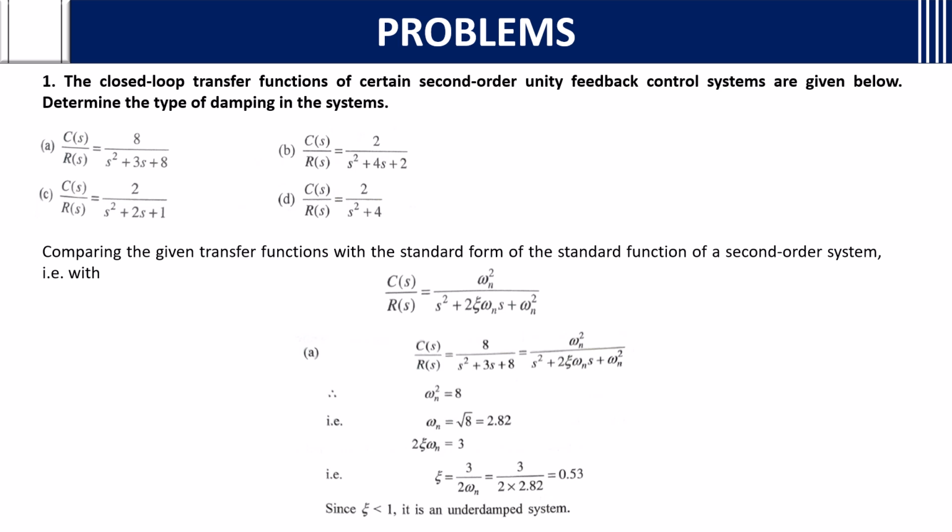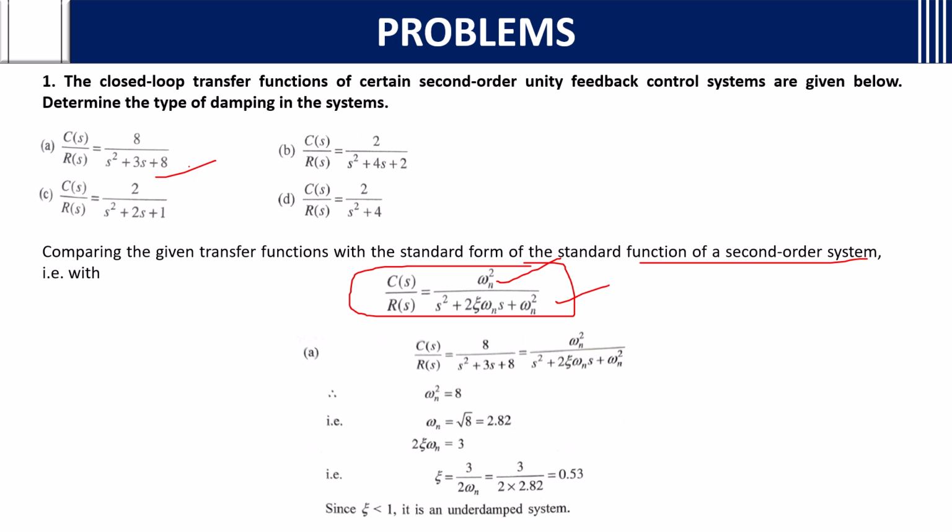We will see how. If you see here, C of S by R of S, first question, 8 by S square plus 3S plus 8. You know that we compare the given transfer function with the standard form of the second order system. As I told, there is one very important equation you need to remember: omega n square by S square plus 2 xi omega n S plus omega n square.